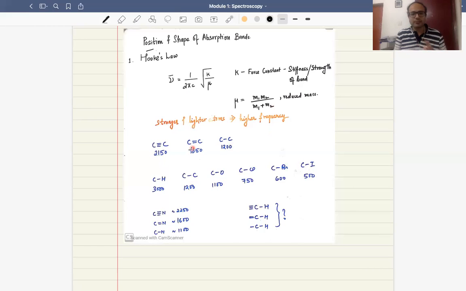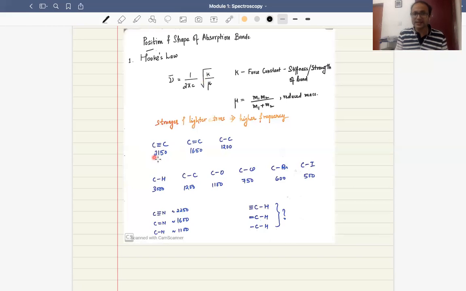Just to compare, if you talk about C triple bond C, C double bond C, and C single bond C, we understand that as the bond order increases, the strength of the bond increases. That is a pretty plain fact. So C triple bond C is a stiff, strong bond. According to Hooke's law, we expect k to be higher for a triple bond, and therefore we should expect it to have a higher frequency.